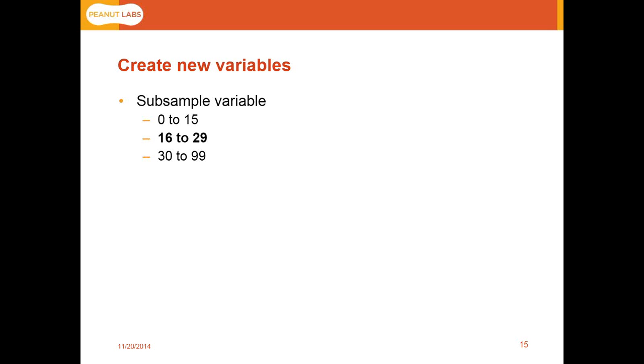The second thing I need to do is create a variable for subsample purposes. I need a subsample of people who are 16 to 29 years old. This seems a little redundant, but DataFerret won't let you use the same variable twice. So in this case, I'm going to create 3 separate groups. 2 of the groups identify people that I am not interested in, and one group, the 16 to 29, identifies the people that I am interested in. So I'm going to use this age variable to identify who is in my target group.